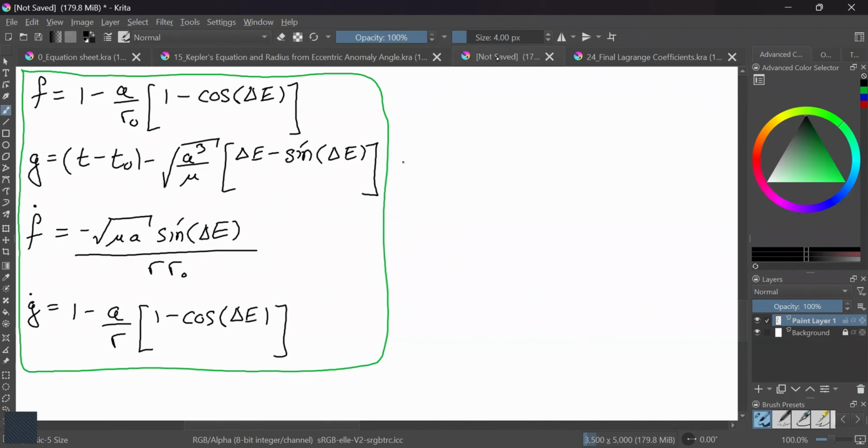And now I think this is a great stopping point. We are that much closer to being able to tackle Lambert's problem and having a good solution to it.